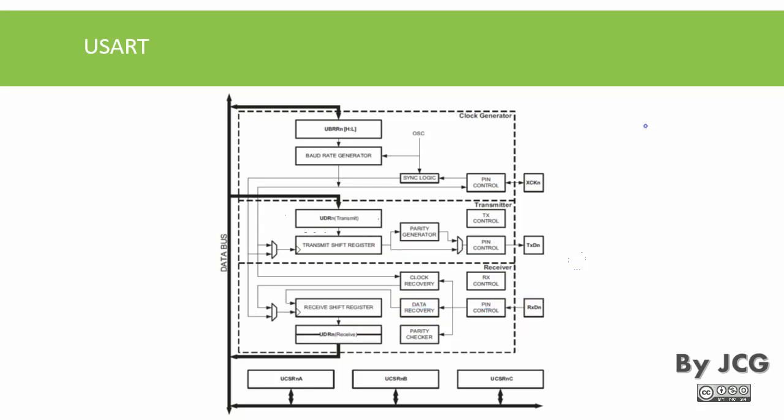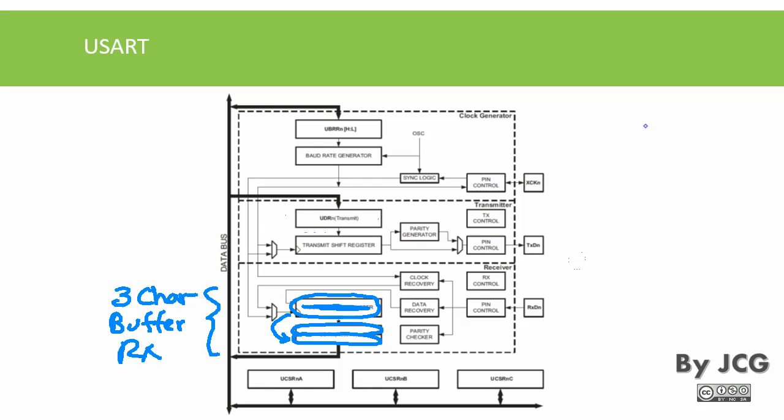However, if you take a close look, once you are receiving information, the temporary data is going to be stored in this particular register. And once you complete the reception, it's going to put this information into this location. So that means that you can start receiving a second data, and it's going to start using this register. And once you complete this information, it's going to be stored in this particular location. So this means that you have a 3-character buffer for reception.